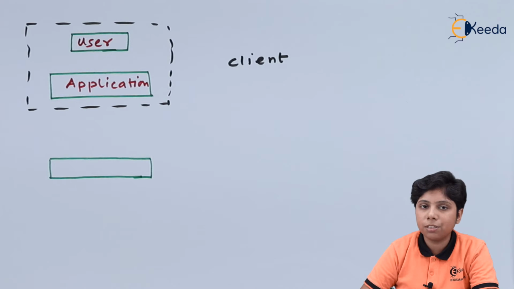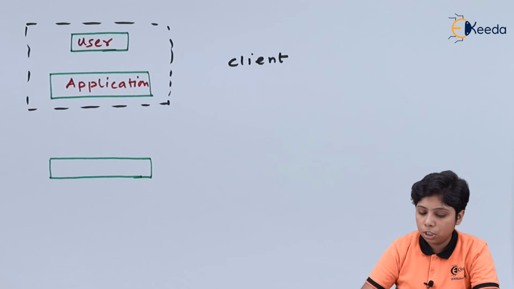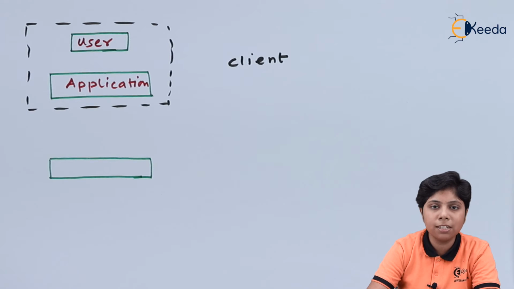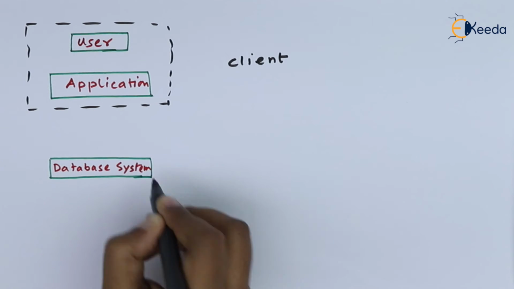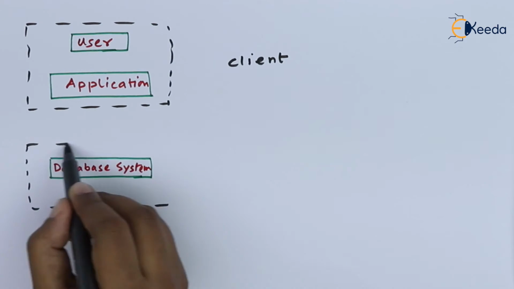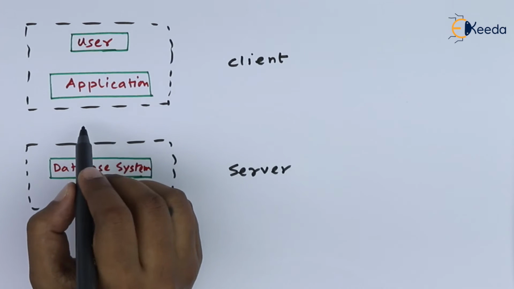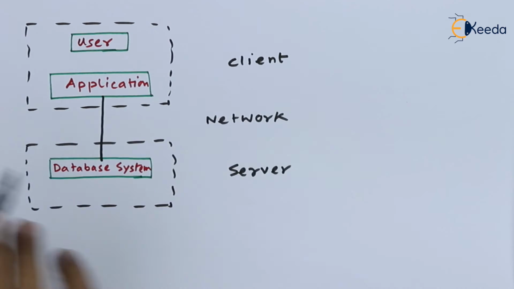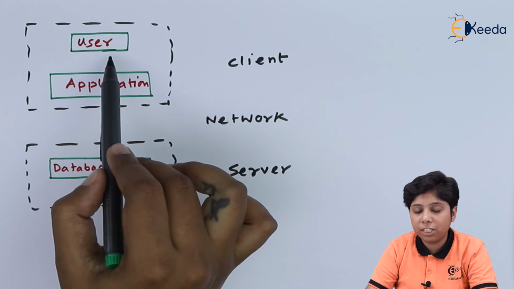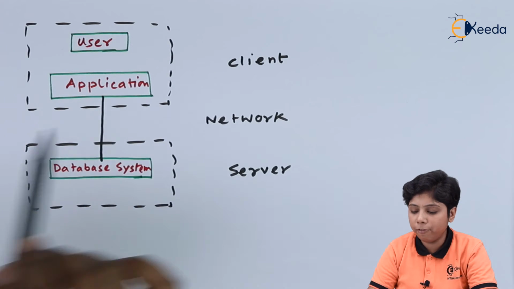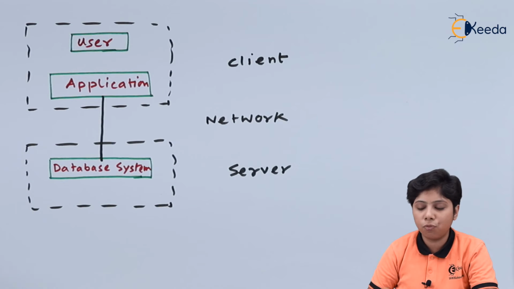Now the client is residing and communicating with the server over a network. The database system is known as the server. So this is a basic two-tier architecture where the client has a user and the application program which is needed to communicate over the network with the database system and the server.